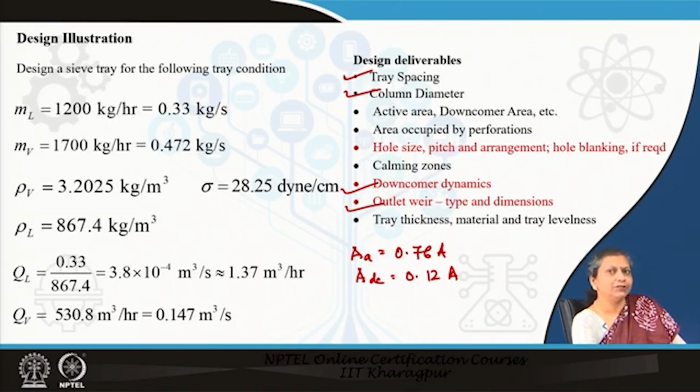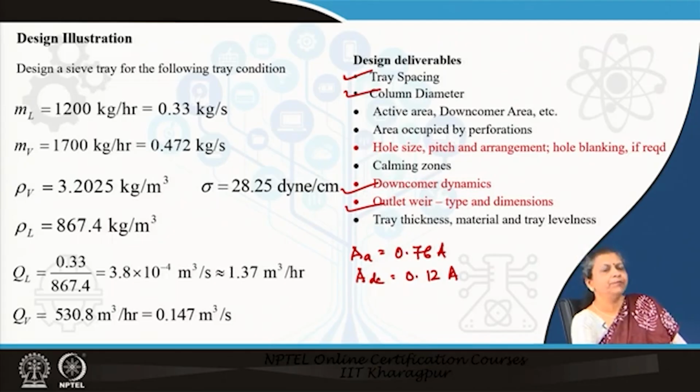The other very important thing for sieve tray is to check for weeping. So, these are the 3 checks that we need. After the tray layout has been designed, the tray pressure drop has to be checked, which gives you a check for the weeping. And again you remember, in the downcomer dynamics, it is very important to check the hold up in the downcomer, the liquid hold up in the downcomer.